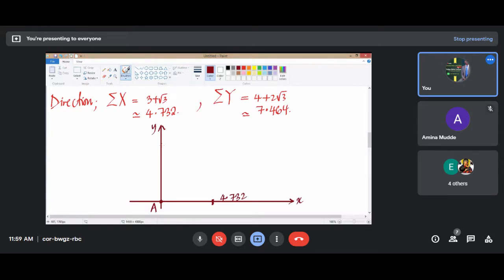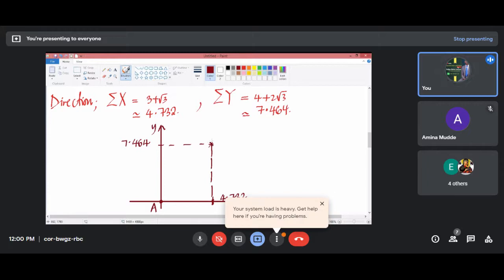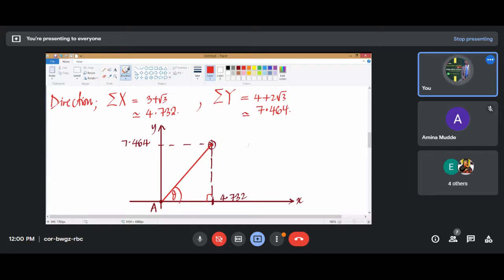4.732. Summation of y is 7.464. So if those two do meet at that point, what will be the line of action? We have already used theta.